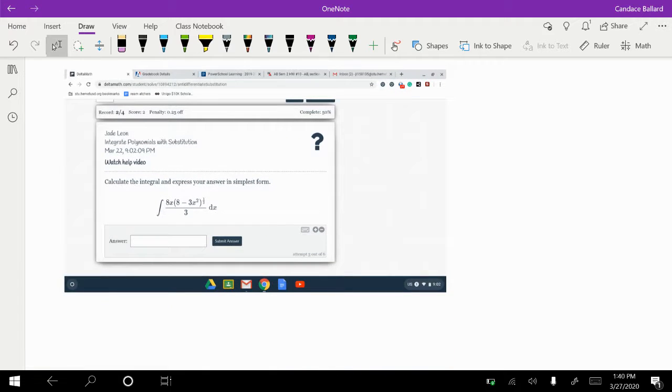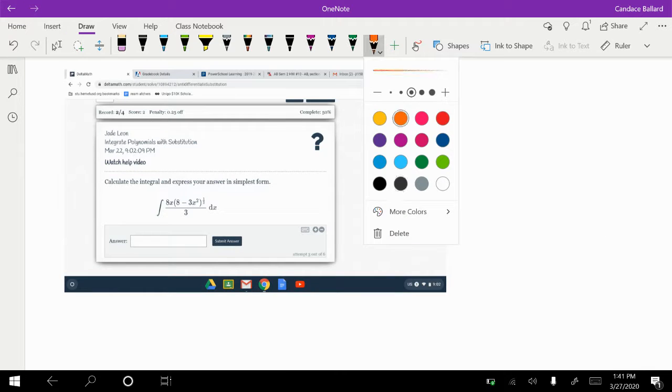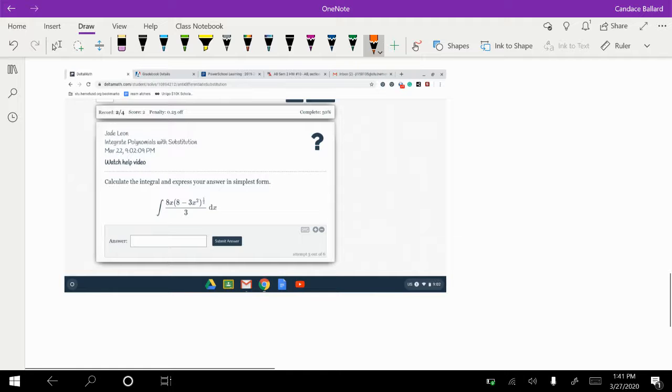All right, this last one, we're going to calculate the integral expression. We have to use u substitution. Okay, so we would always use orange for our u, so I'm going to do that too. So my u is equal to 8 minus 3x squared. So that means that du is equal to -6x dx.